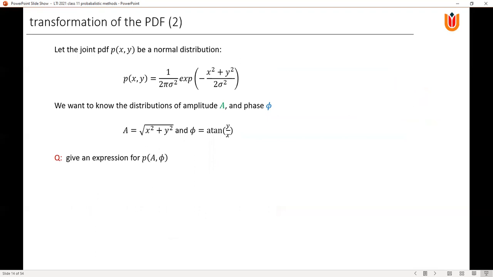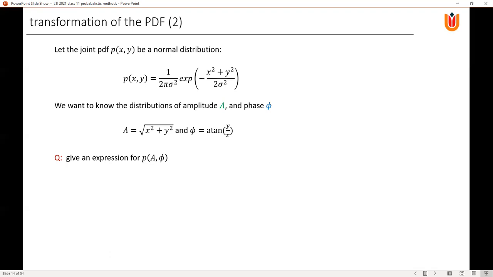Okay, so let's give this some more meaning. Let this joint probability density function P of x and y be a normal distribution, as you can see. And now we want to know the distribution of amplitudes A and phase. We also know, of course, that A is the square root of x squared plus y squared, and that phi is the arctangent of y over x.